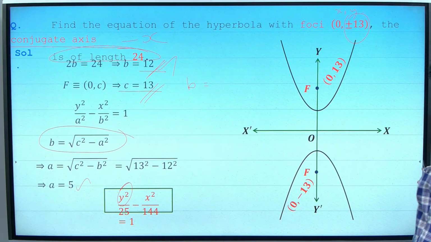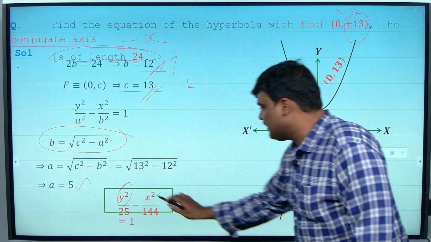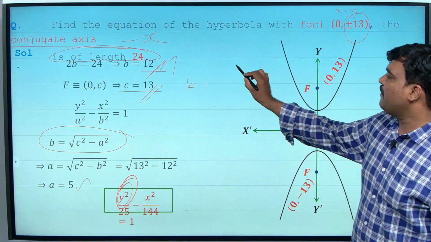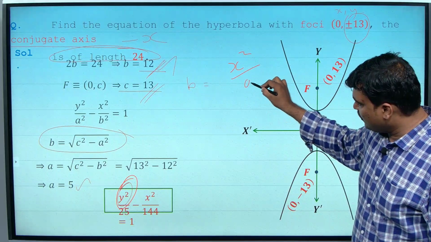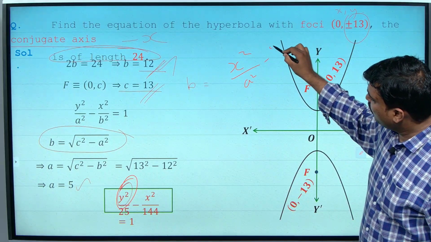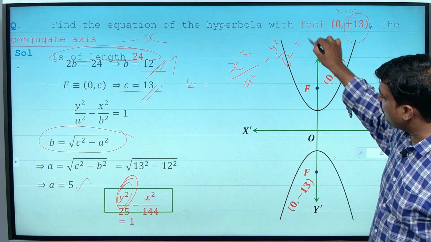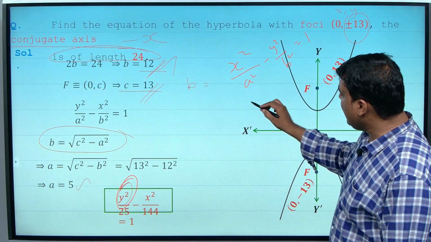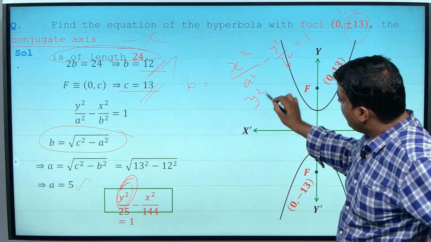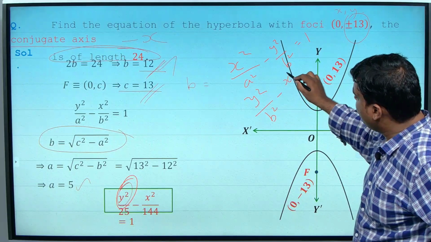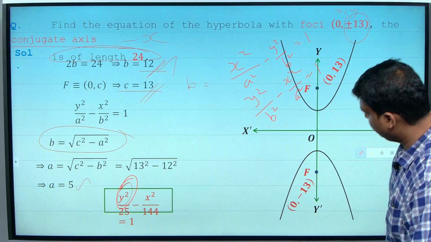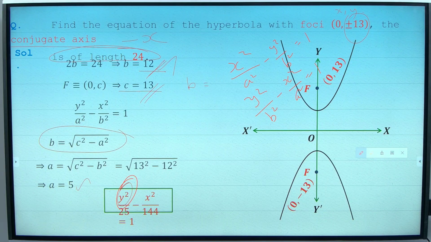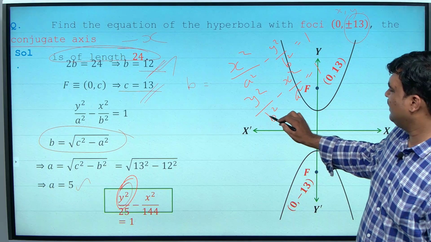Don't make a mistake here. We can see it in the summary also. If my transverse axis is x, it is going to be x square by A square minus y square by B square equal to 1. If it is the other way around, it will be y square by B square minus x square by A square equal to 1. Here A and here B.